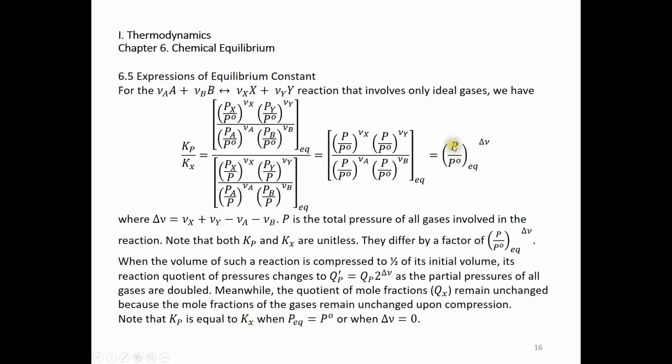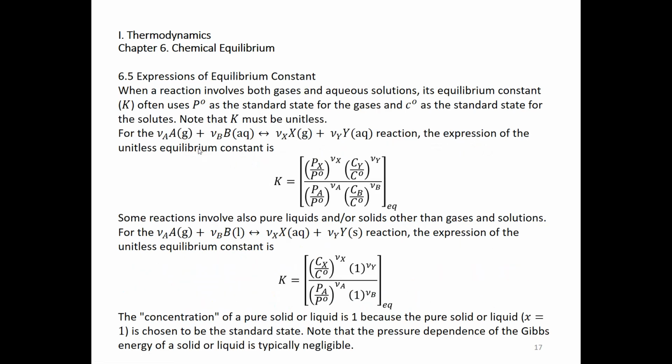Alright, again, given the final pressure of the system at equilibrium and given delta nu, we can easily compute the ratio between K sub P and K sub X. Now, what if a reaction involves both gases and aqueous solutions? How do we write out the equilibrium constant? Now, we do not call it the equilibrium constant of pressures or concentrations, because you have both gases and aqueous solutions. Usually, we use 1 bar as the standard state for gases. We use 1 molar as the standard state for the solute in the aqueous solution. So it's going to be a hybrid expression.